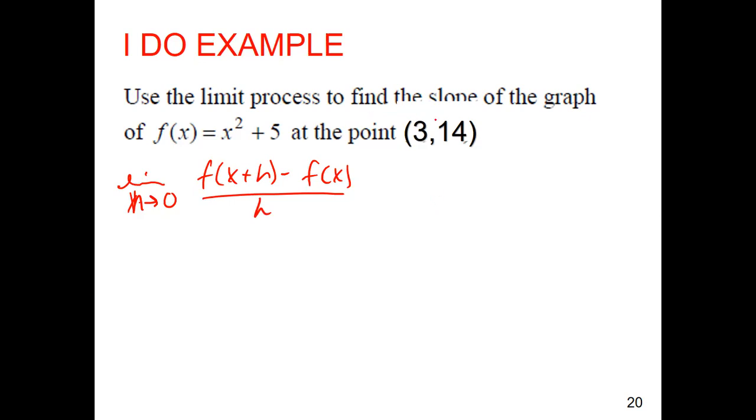Okay. They give us what our x is, and what is our x value? 3. So everywhere there's an x, I'm going to plug in a 3. So we have f of 3 plus h minus f of 3 all over h.